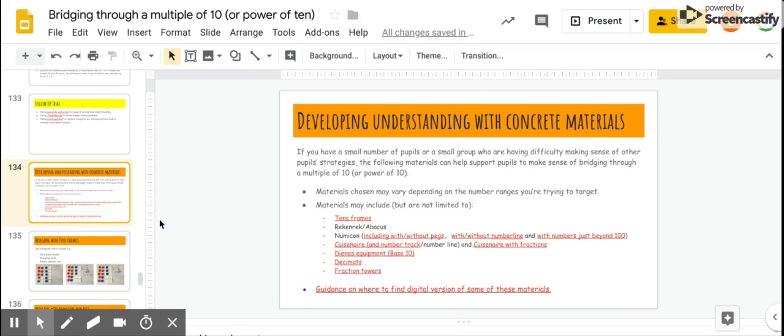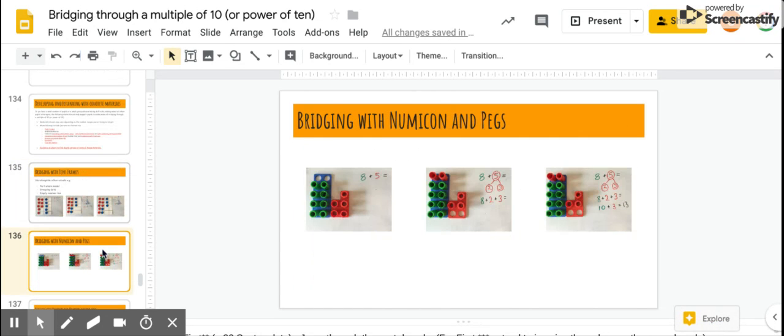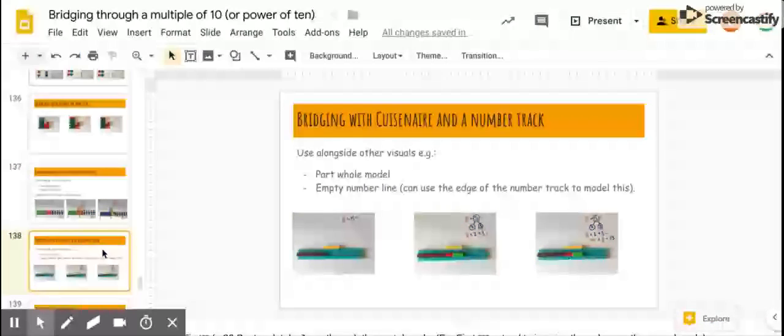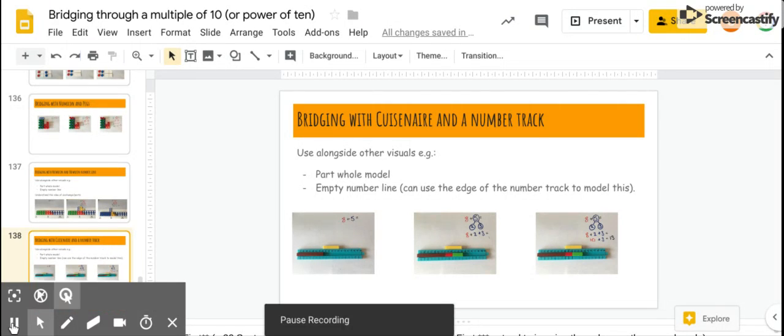There are suggestions within the document for ideas about how to support pupil understanding within a teaching session using concrete materials. In this resource, these are all specifically related to the strategy of bridging through a multiple of 10. As you can see here, there are examples with tens frames, NUMICON, and CUISENAIRE rods.